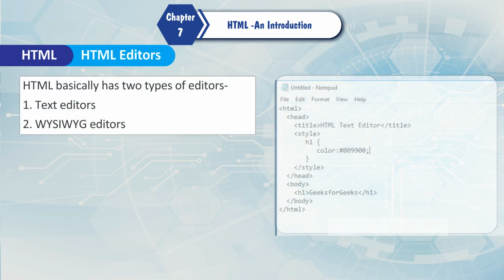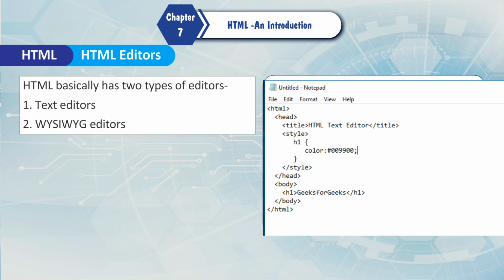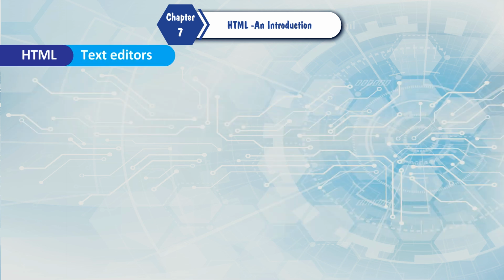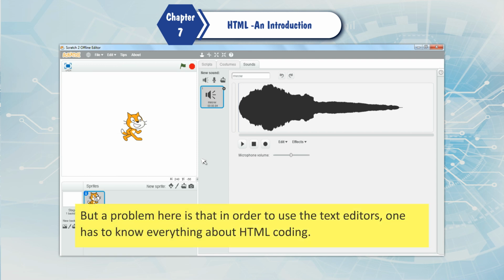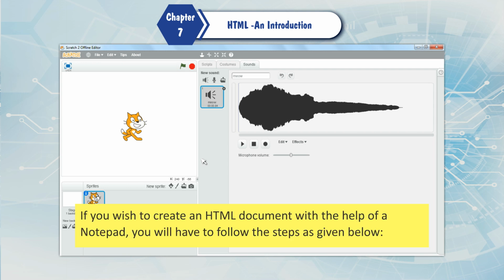HTML editors. HTML basically has two types of editors: text editors and WYSIWYG editors. Text editors: we can create HTML documents by using WordPad, Notepad, or any other available text editor. But a problem here is that in order to use text editors, one has to know everything about HTML coding. If you wish to create an HTML document with the help of Notepad, you will have to follow the steps as given below.